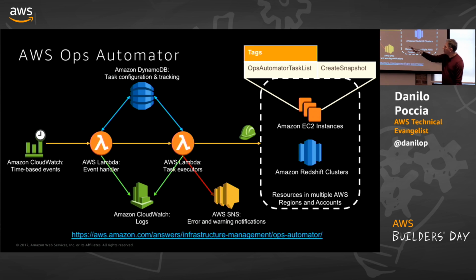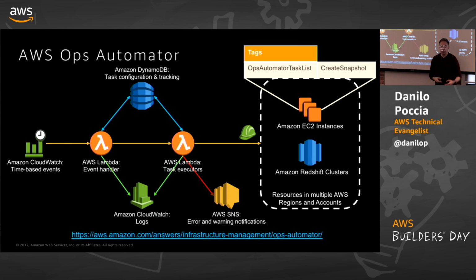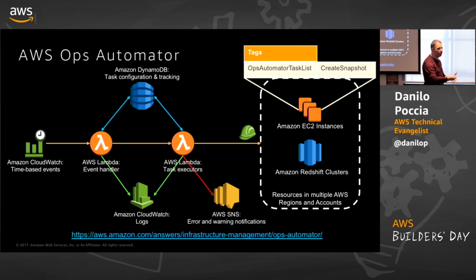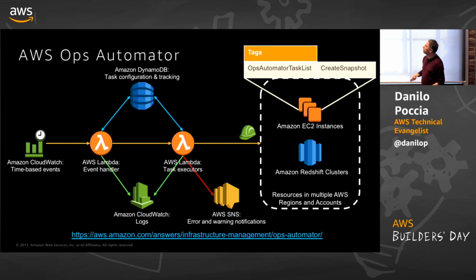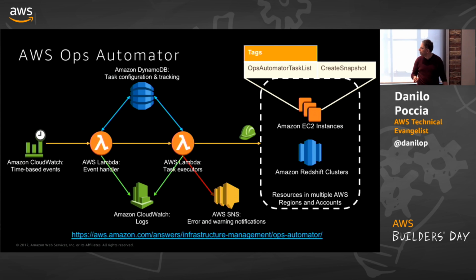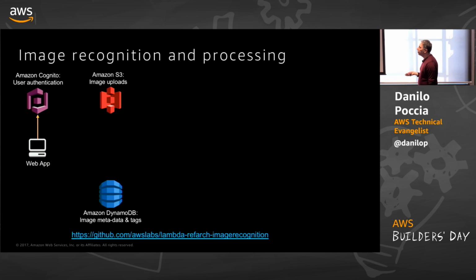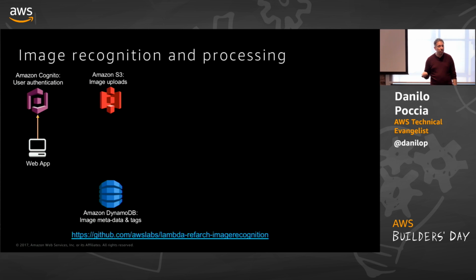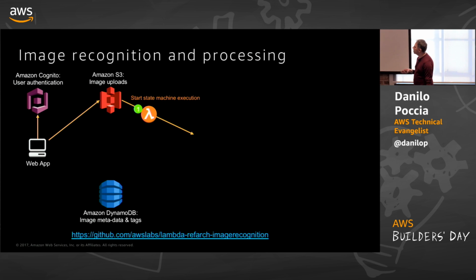And what happens is this Lambda function will look at what to do. It will trigger a task executor Lambda function that will look for the EC2 instances where they need to take the snapshot of the storage. And it will write everything that it does in logs so that you can understand if your backup is working or not. This is an example for image recognition, and we will come back to this in the last session.